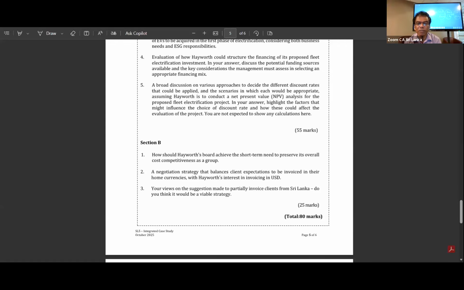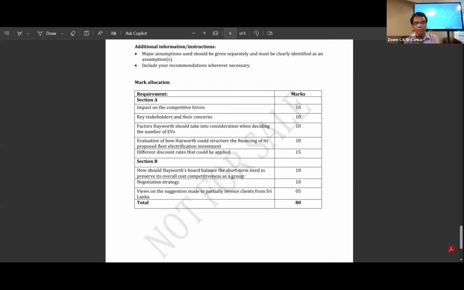But when you only read this, what do you do? How should Haworth's board balance? You see the board balance together, then you write corporate governance. The composition is wrong, this is not the requirement. But it asks something else, right? It should be read as how should Haworth's board balance the short-term need to preserve its overall cost competitiveness. This is not a board's balance. This is Haworth's board balance. How are you balancing? You are going to balance short-term needs to preserve its overall cost competitiveness as a group.